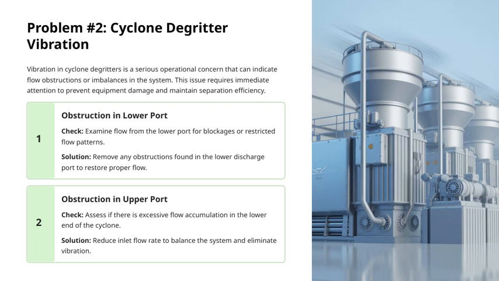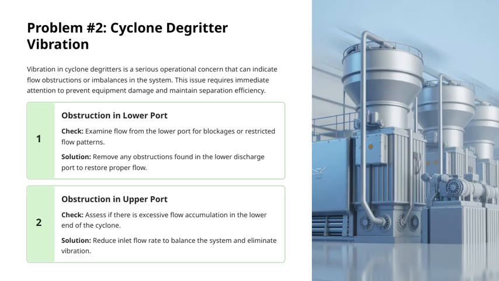Let's talk about the second major problem we often see with cyclone degritters: vibration. Vibration in these systems is a serious operational concern because it can signal flow obstructions or imbalances that, if left unchecked, might lead to equipment damage or reduced separation efficiency. So, addressing this quickly is crucial for smooth operation.